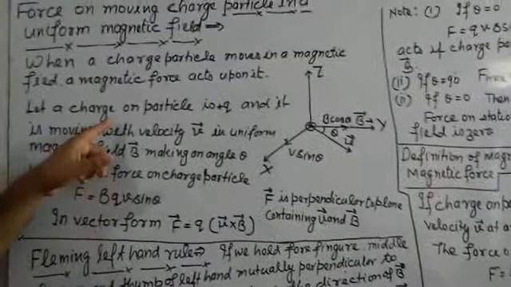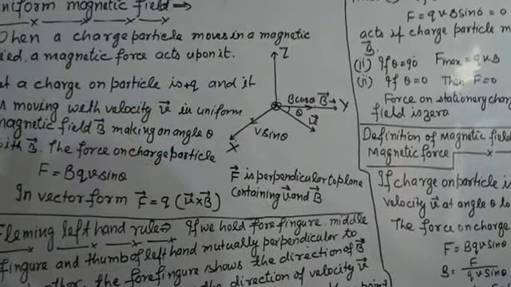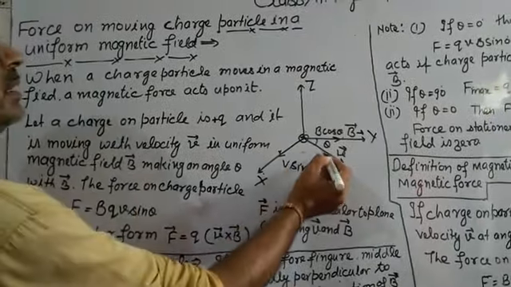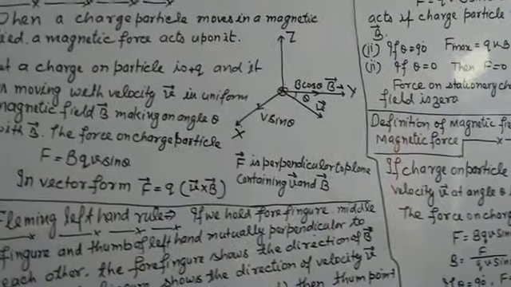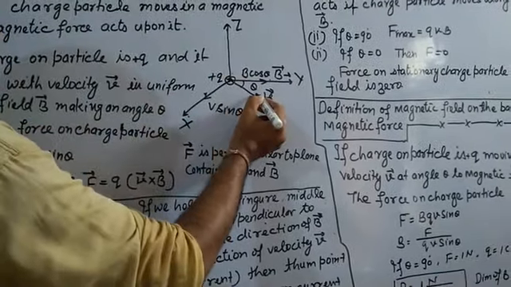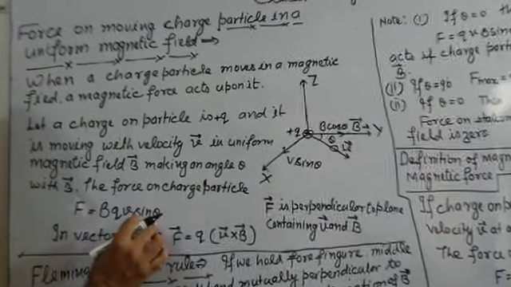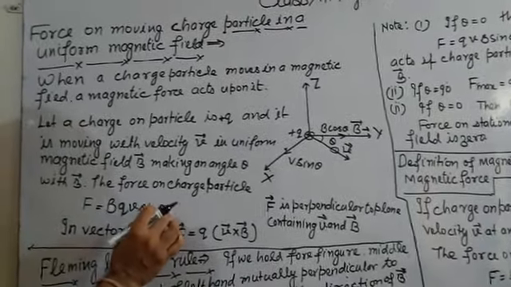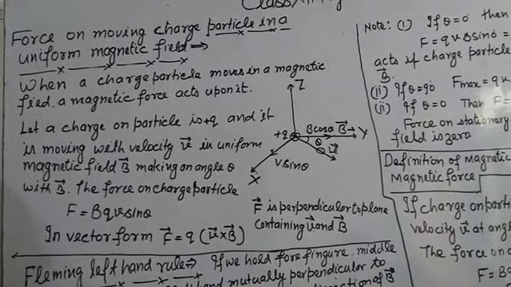Let the charge on the particle be plus q, moving with velocity v at angle theta to the direction of the magnetic field vector B. Then the force on this moving positive charge q will be F equal to B q v sin theta, where v sin theta is the perpendicular component of the velocity to the direction of the magnetic field vector B.